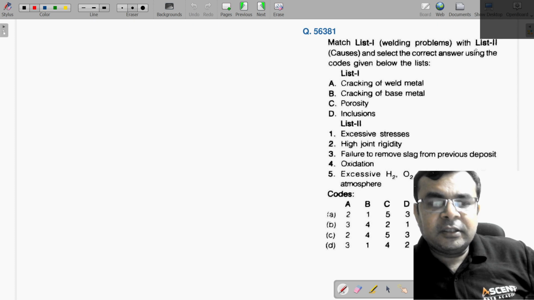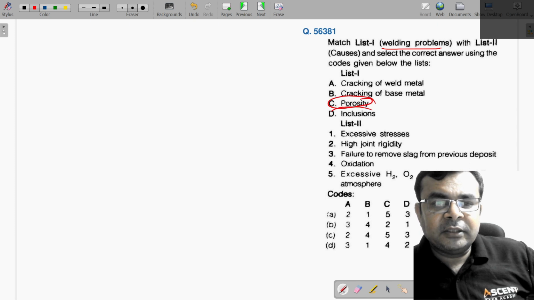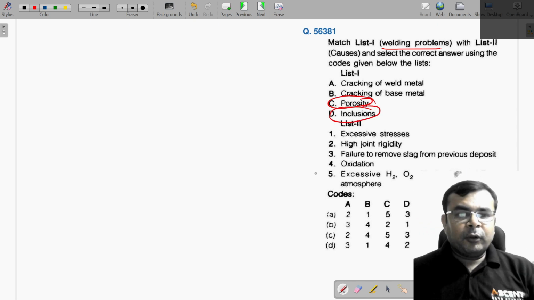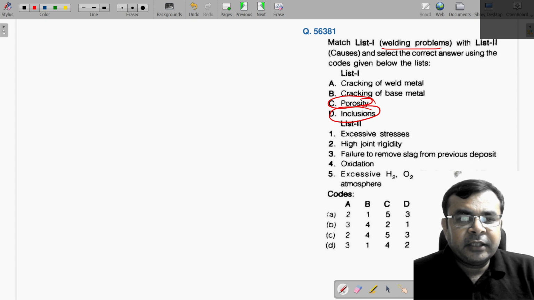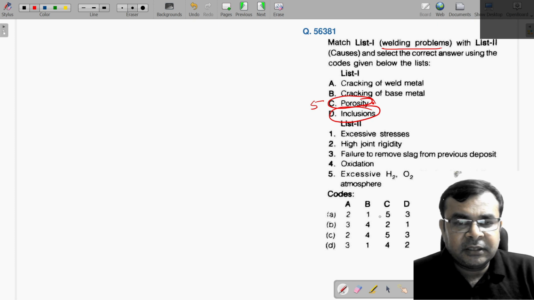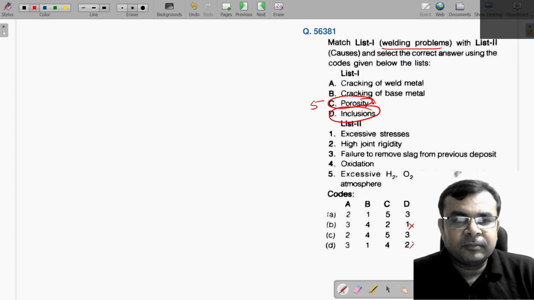Okay, match the following list 1 and list 2. In list 1 we have welding problems, and in list 2 we have causes: cracking of weld, porosity, inclusion. Porosity is mainly caused due to failure to remove the welding atmosphere, so option 5. C5 is given. So this option and this option are wrong.